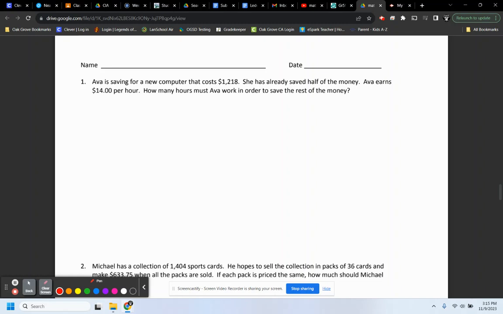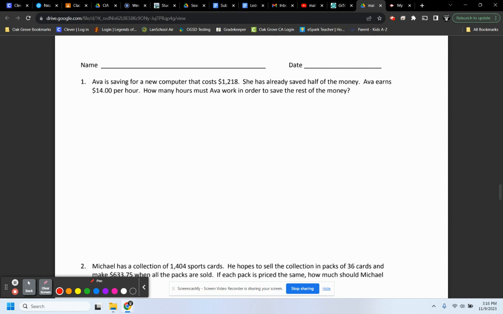All right, students, today we're going to practice dividing with decimals. So we're going to start out here with this first word problem. Ava is saving for a new computer that cost $1,218. She has already saved half of the money. Ava earns $14 per hour. How many hours must Ava work in order to save the rest of the money?